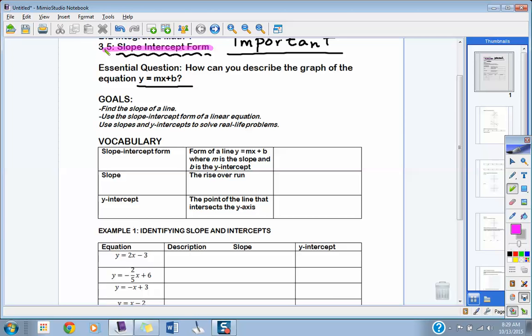Couple of vocab terms right here. First one, slope-intercept form. So it's a form of a line where y equals mx plus b. What does it say m is? M is the slope, and b will be the y-intercept. That's important stuff. So I'm going to put an example in here. Which variable is all alone, by the way? Y will always be alone in slope-intercept form.